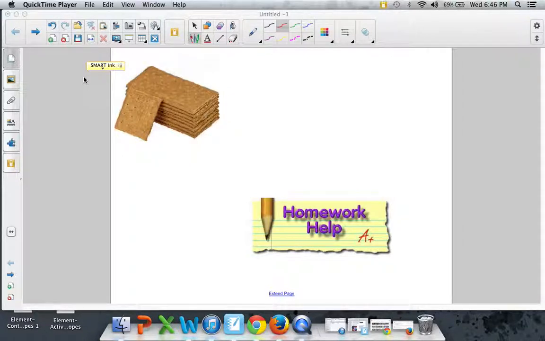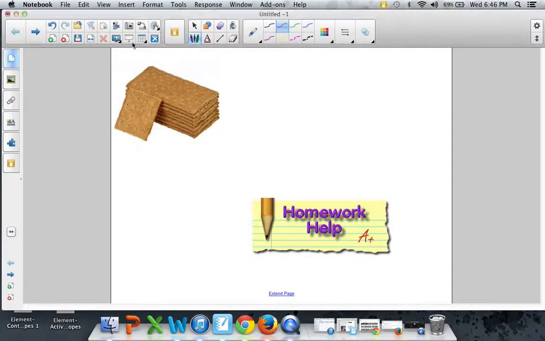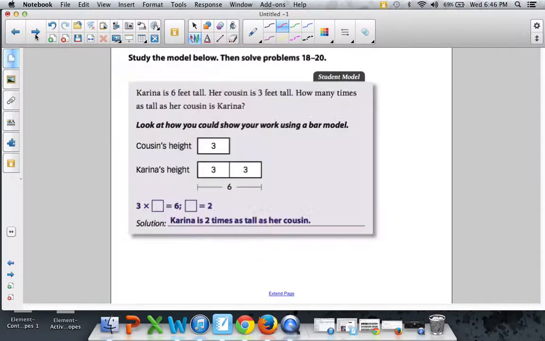Mr. Graham, homework help. Time for homework help. Yeah. Let's get started. Let's not waste any time. Here we go. You should be on page 50. Ooh, nice round number. Take a look at this example, the model.